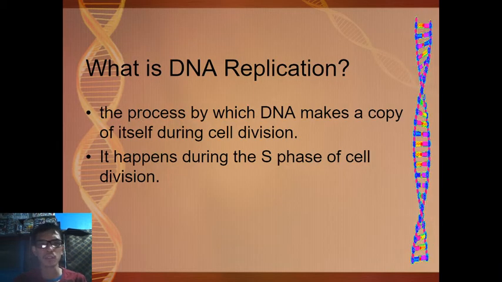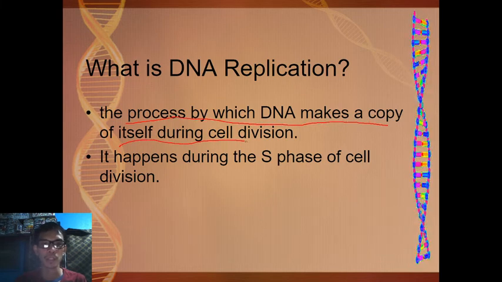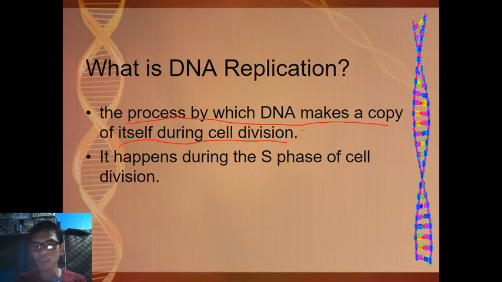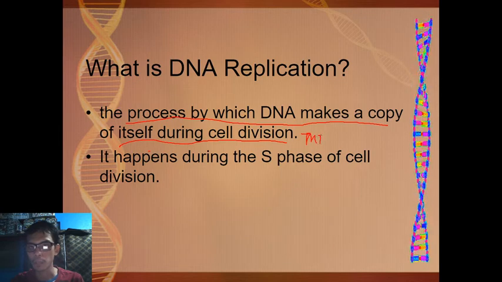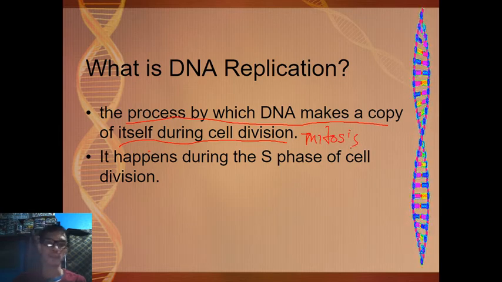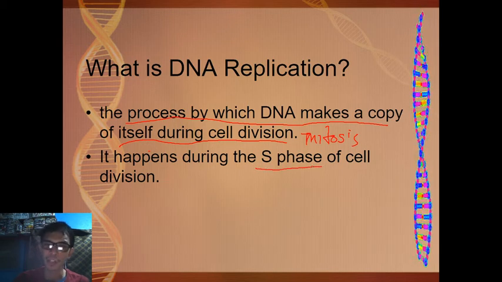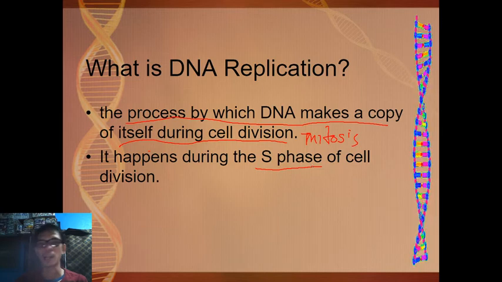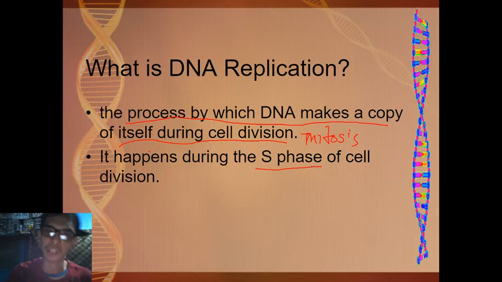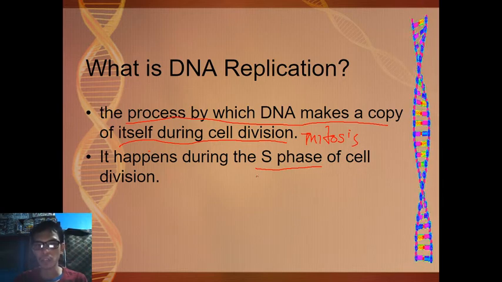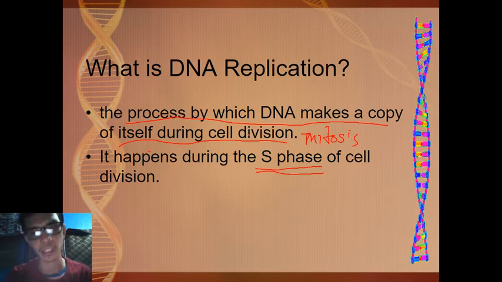What is DNA replication? This is the process by which DNA makes a copy of itself during cell division. As I said earlier, we have here mitosis. It happens during the S phase of cell division. We have the G1 phase, the S phase, the G2 phase, and the M phase. This replication of your DNA happens on the S phase, which we call the synthesis phase.